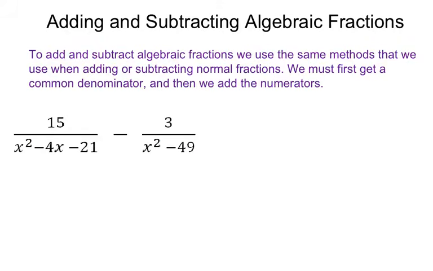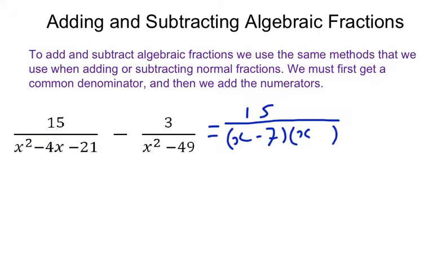And finally, we're going to look at one with quadratics in the denominator. So with the quadratics in this one, we're going to deal with it in exactly the same way. But first of all, we're going to factorize the denominators. This will help us find our common denominator. So the first thing we do here is factorize the bottom. And the first quadratic gives us x minus 7 and x plus 3.